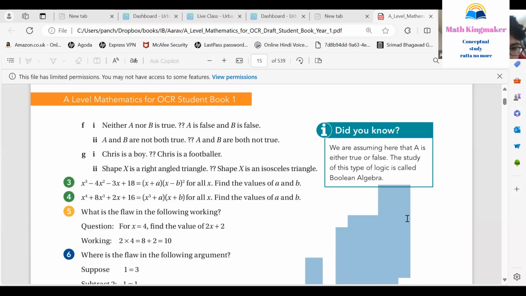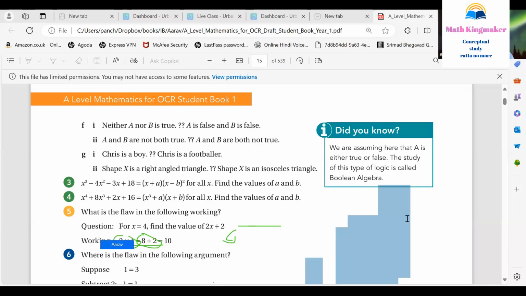So what is the flaw in this working? The first step needs to have what? x equal to 4, or 2x plus 2. Oh, sir, I know the flaw in the working. Let me annotate. 2 times 4 is not equal to 8 plus 2. These two aren't equal. He should have put an arrow: 2 times 4 equals 8. Then on the next line he should have put this. He didn't have to put it in the same line. That's the flaw.